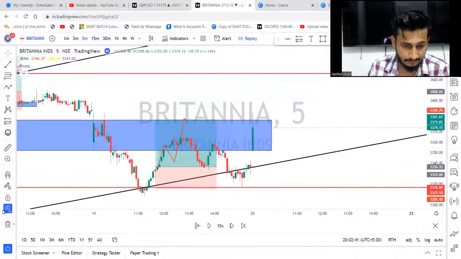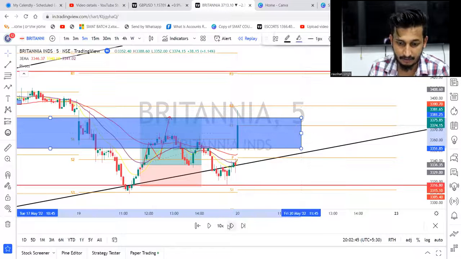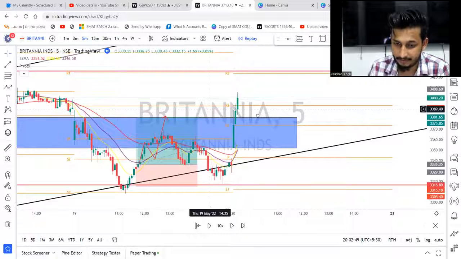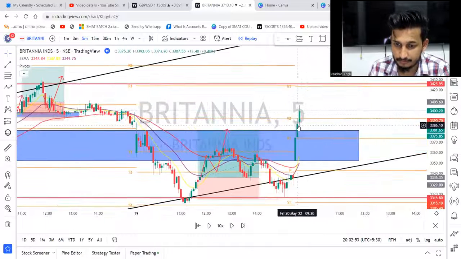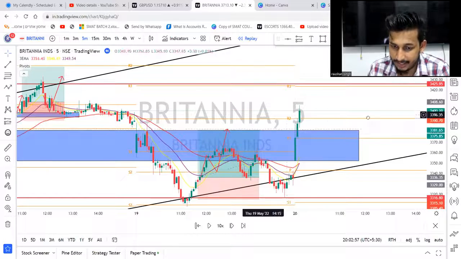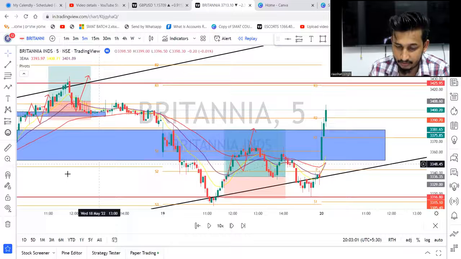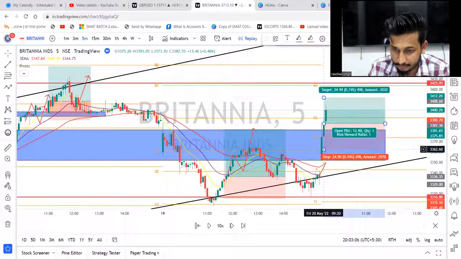Now over here, my trade is ready. As soon as the breakout is coming, I'll go for the trade. Okay, on the second candle itself, I had my trade. Why am I going for the trade? This is the level it tried to break. It is not that strong a resistance, so I can go for the trade at this point of time.